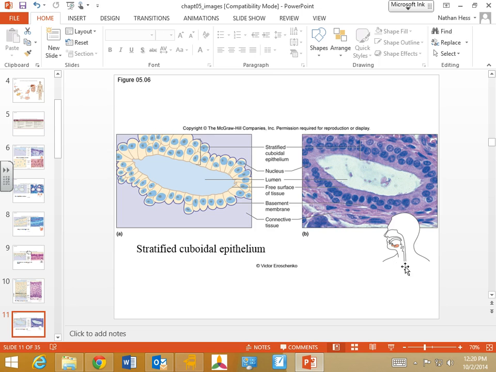Where is this located? In your mouth, sure. More specific, though. Salivary glands. So these are the glands that produce the saliva in your mouth. Everybody did this. There's some saliva there, yes. Okay? So that is stratified cuboidal epithelium.